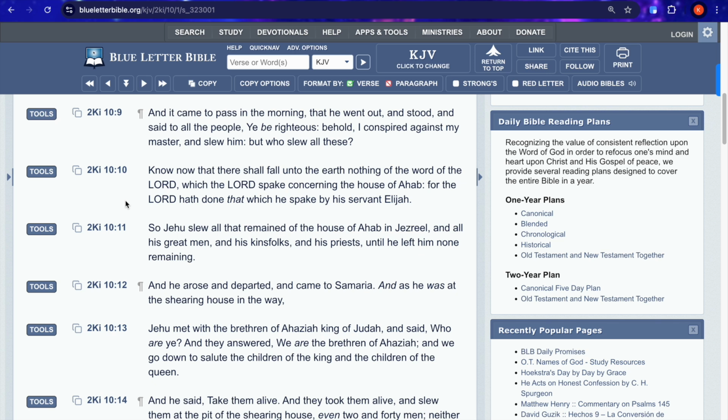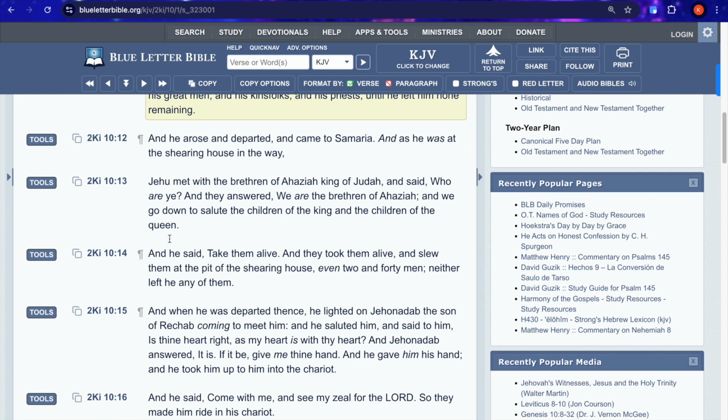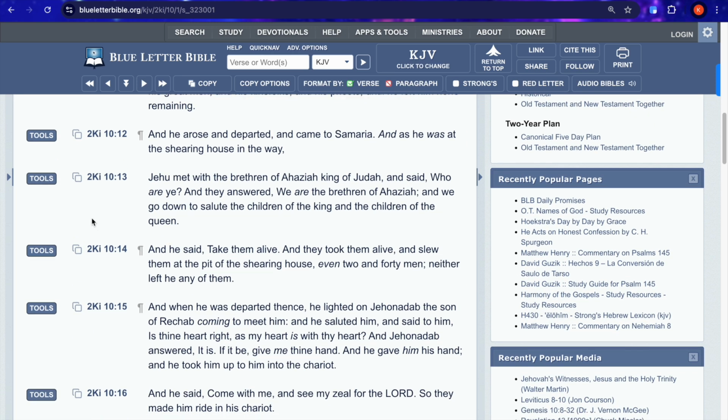So Jehu slew all that remained of the house of Ahab in Jezreel, and all his great men, and his kinsfolks, and his priests, until he left him none remaining. And he arose and departed, and came to Samaria. And as he was at the shearing house in the way, Jehu met with the brethren of Ahaziah, king of Judah.